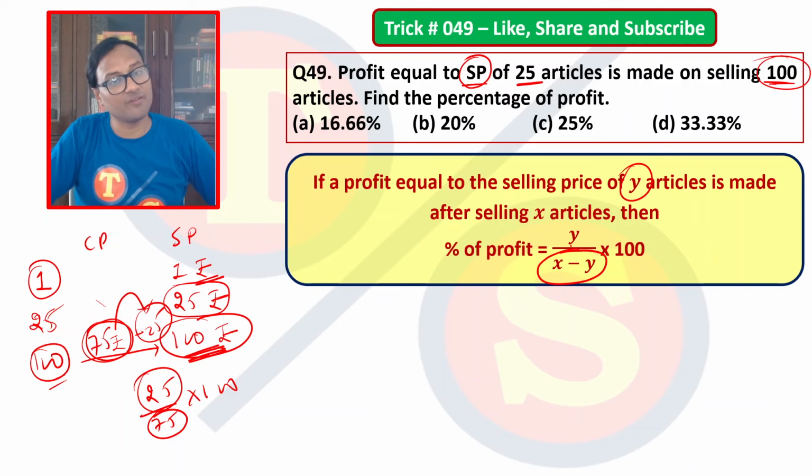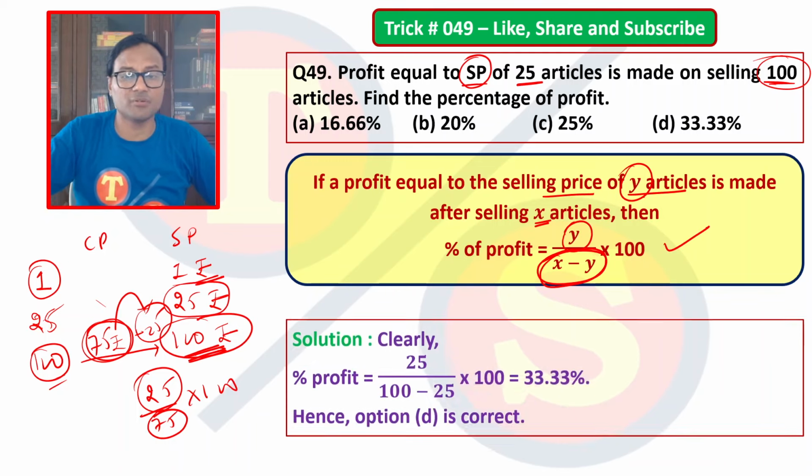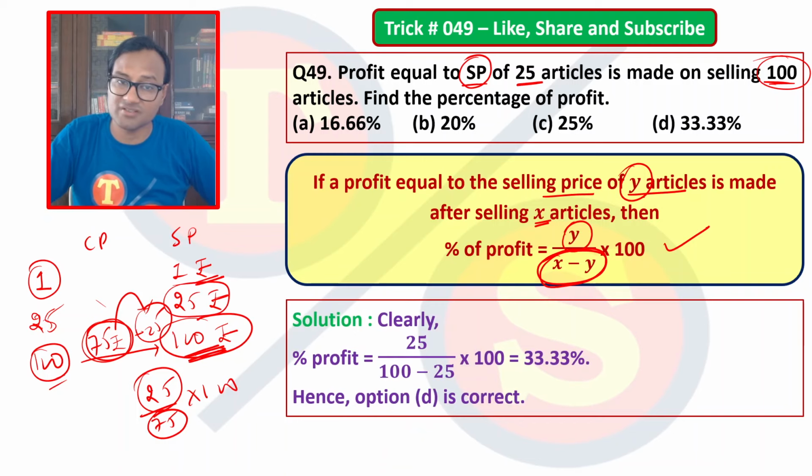25 is nothing but y. So if you are earning a profit of y articles after selling x articles, then take the difference of x and y in the denominator, put y in the numerator, multiply this fraction with 100 and you will have the percentage profit.